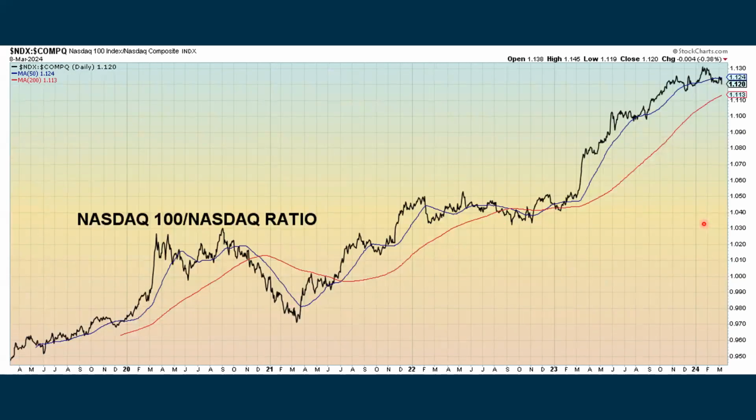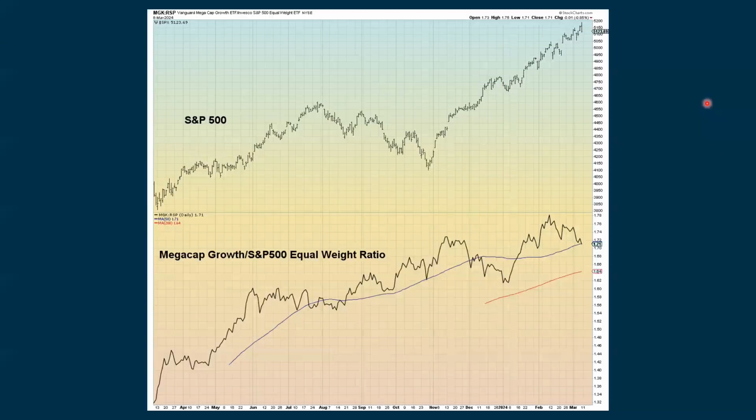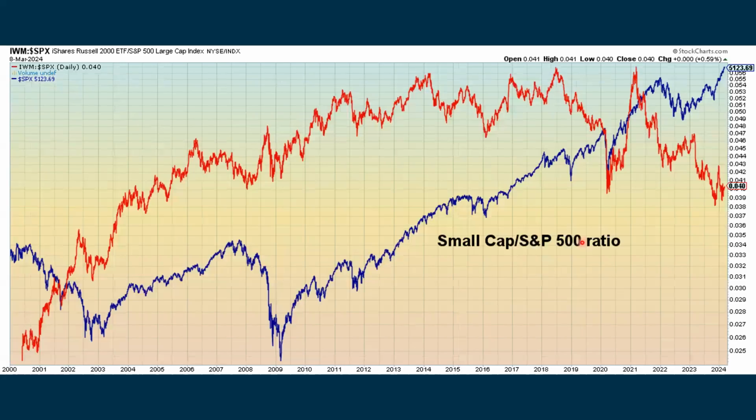The NASDAQ 100 and the NASDAQ showing a little bit of a pullback now. There's a few of the big Magnificent Seven companies like Apple, Tesla, and Google that are under some pressure right now, and that's putting a little bit of pressure on the NASDAQ 100. But longer term, the NASDAQ 100 is outperforming the NASDAQ, even though both are doing well. Here's the mega cap, and then we take a ratio with the S&P 500 equal weight index, where it's still in a longer term uptrend, even though lately it's been pulling back as we're seeing more broad participation in the upward move.